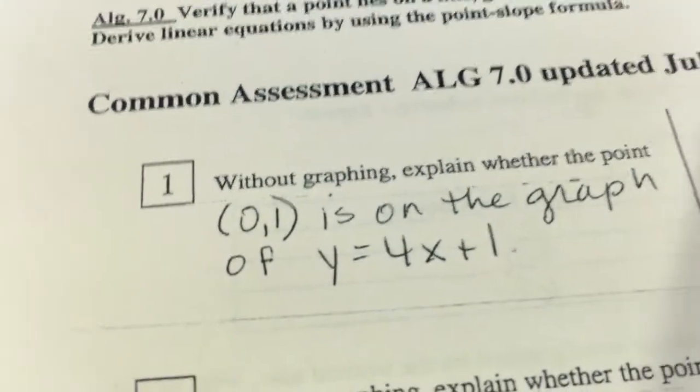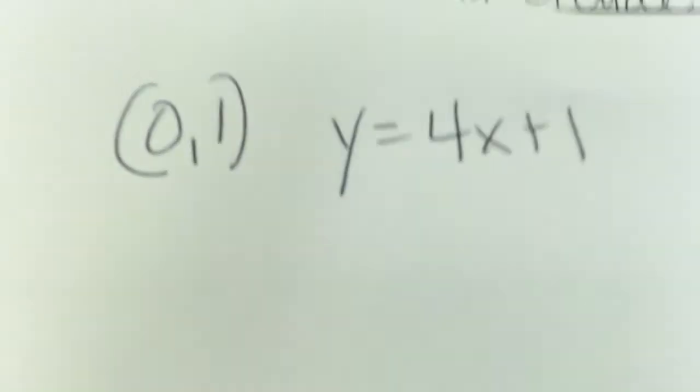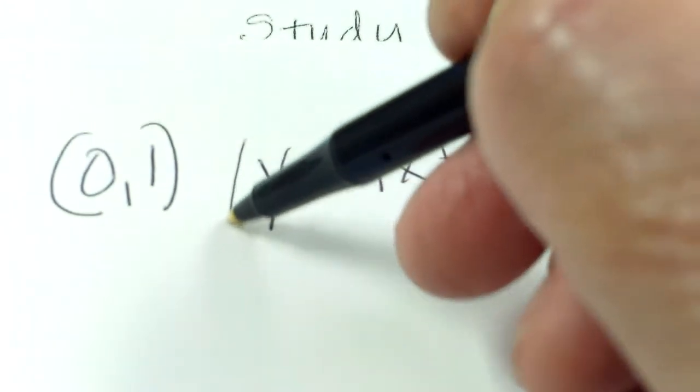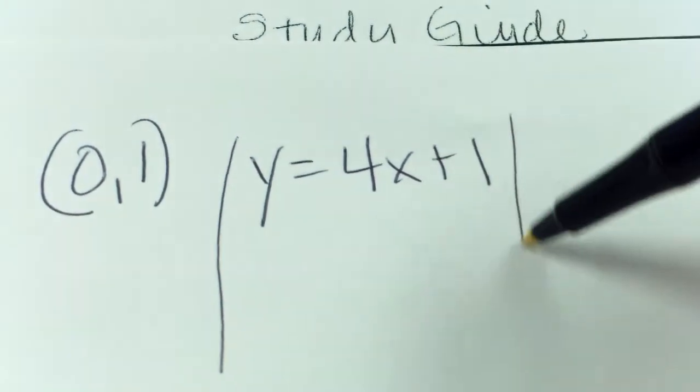y equals 4x plus 1. So is the point 0, 1 on the graph of y equals 4x plus 1? How do we know for sure? Well, we could graph this and we could actually look at it, but the most accurate way is algebraically.